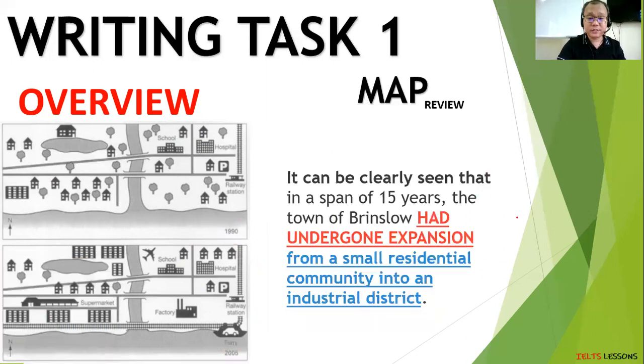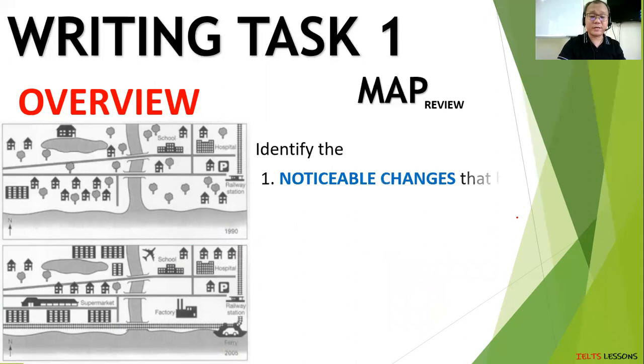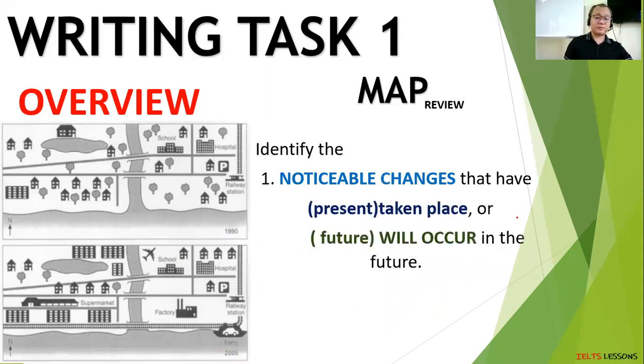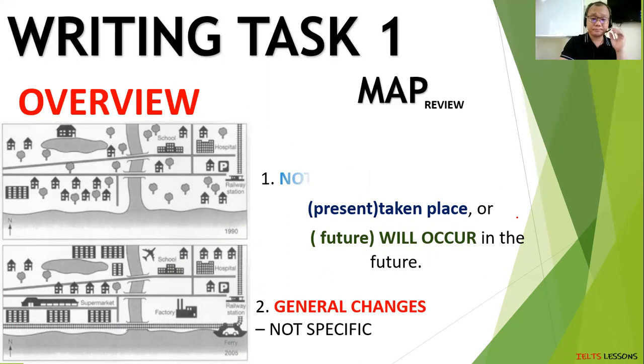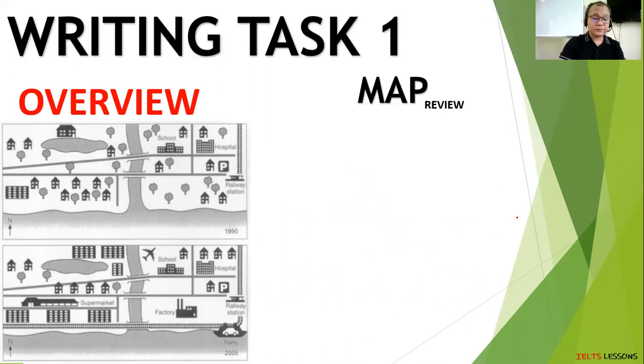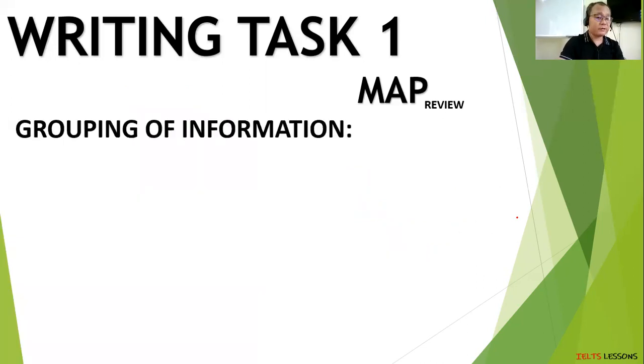Okay, so that's easy for the overview. Again, we have to identify the noticeable change, the bigger one, not a smaller one, no details. And the general changes, that means not specific changes. Okay, so let's move on now to grouping of information.